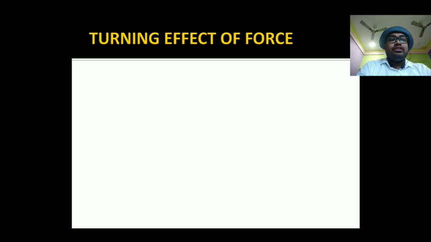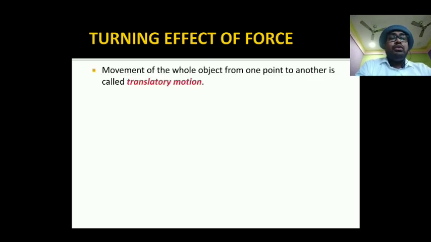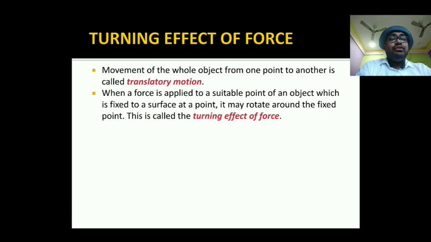Then we have the turning effect of force. I have already discussed the moment of a force in the video. Now see some of the definitions in this topic. First, movement of the whole object from one point to another is called translatory motion. When a force is applied to a suitable point of an object which is fixed to a surface at a point, it may rotate around the fixed point. This is called the turning effect of force.